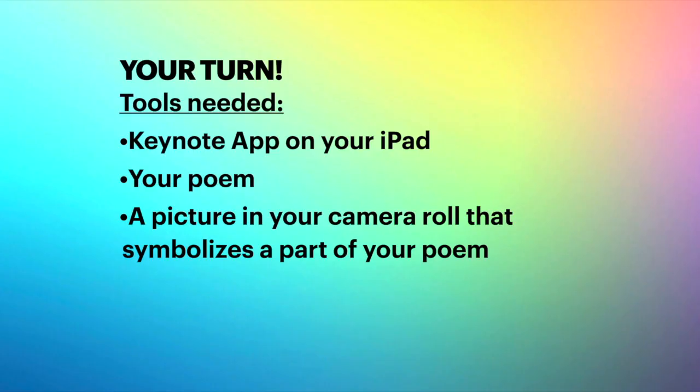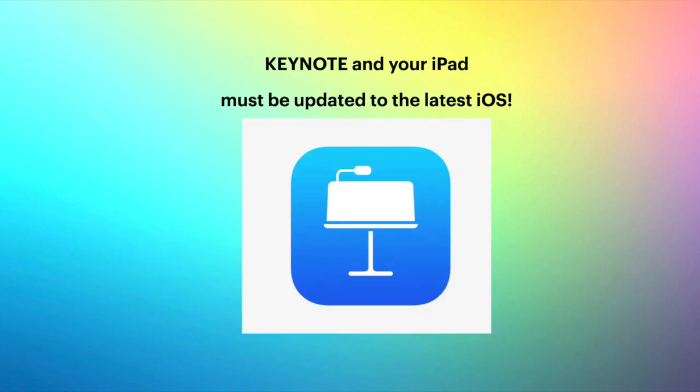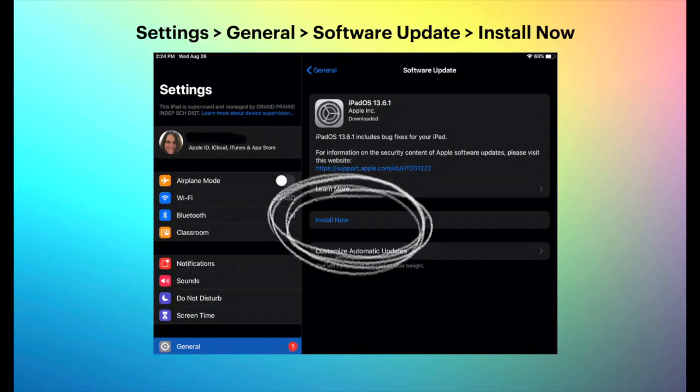Now it's your turn. There are 3 things you're going to need: the Keynote app downloaded to your iPad, a copy of your poem, and a picture on your camera roll that symbolizes a part of your poem. Both Keynote and your iPad must be updated to the latest operating system for these steps to work.